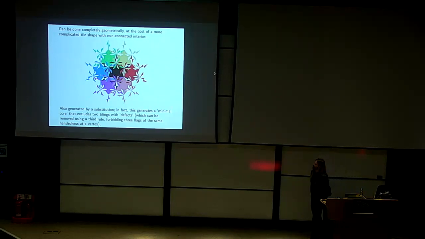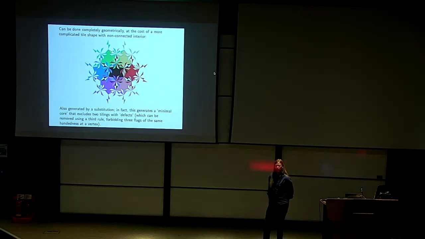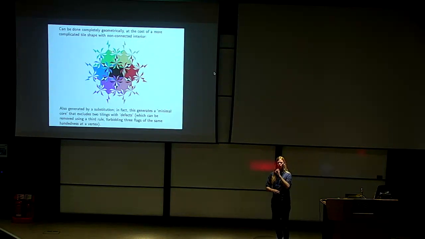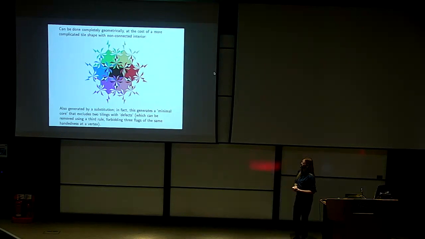And these can also be generated by a substitution procedure. Actually, the substitution defines a minimal core which excludes 2 tilings which you can also build that have defects. This happens also for the normal Penrose tilings. There's an illegal patch that you can start with, a seed, and from that there's only a unique tiling that you can build out from it. A similar thing happens for the Socolar tile.